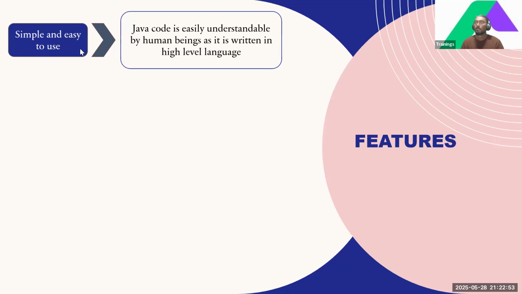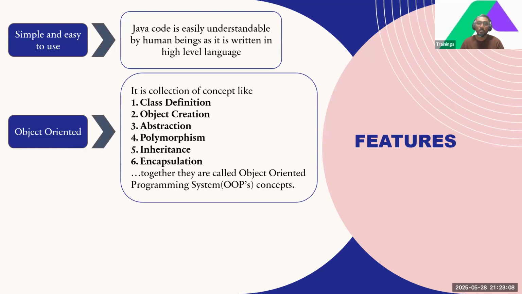Simple and easy to use: Java is a high level language, which means it is easily understandable by human beings, so that makes Java easy and simple to use. Second, object oriented. One of the questions in Q&A asked about object oriented. Object oriented is one of the concepts, and Java supports that concept, so Java becomes object oriented.